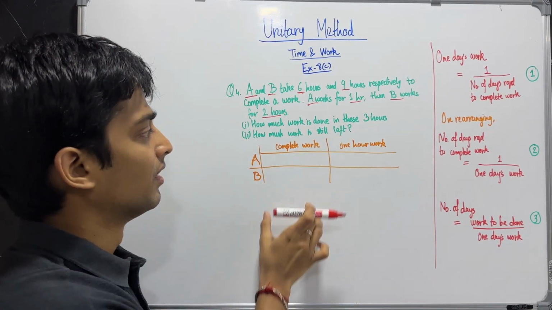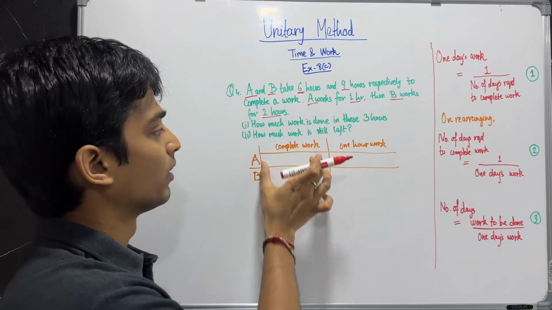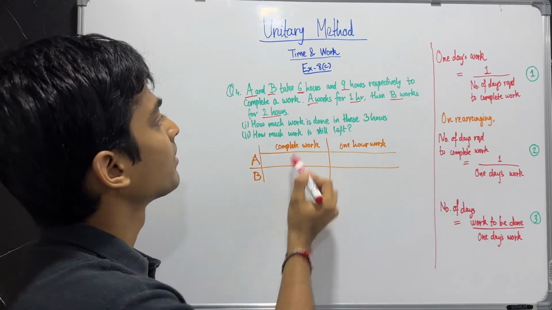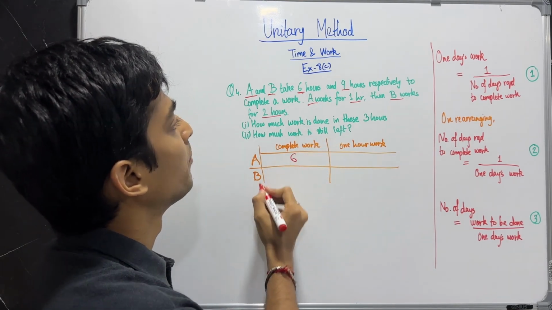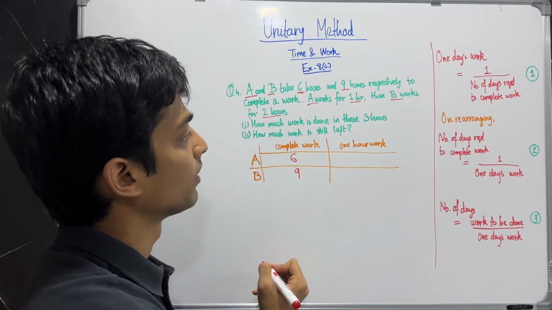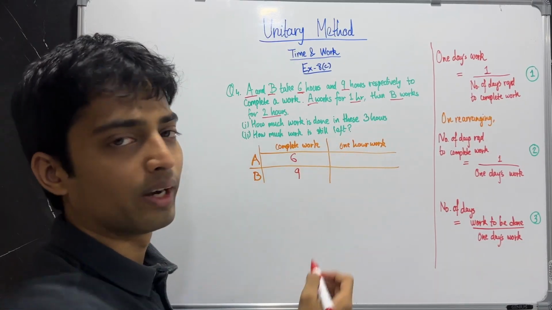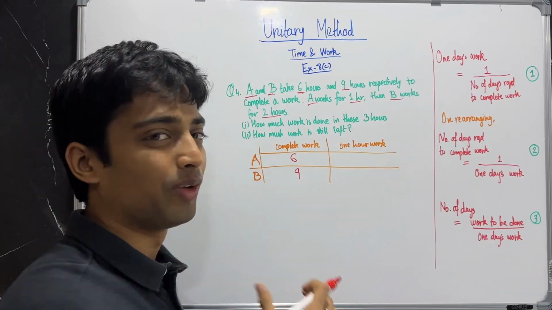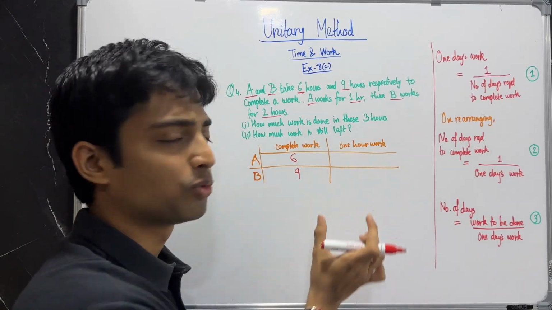Complete work means how much time it takes for them to complete the whole work. So A takes 6 hours, we'll write 6 over here. B takes 9 hours, we'll write 9 over here. Now, how to calculate 1 hour's work? Means, how do we calculate how much work they do in 1 hour?